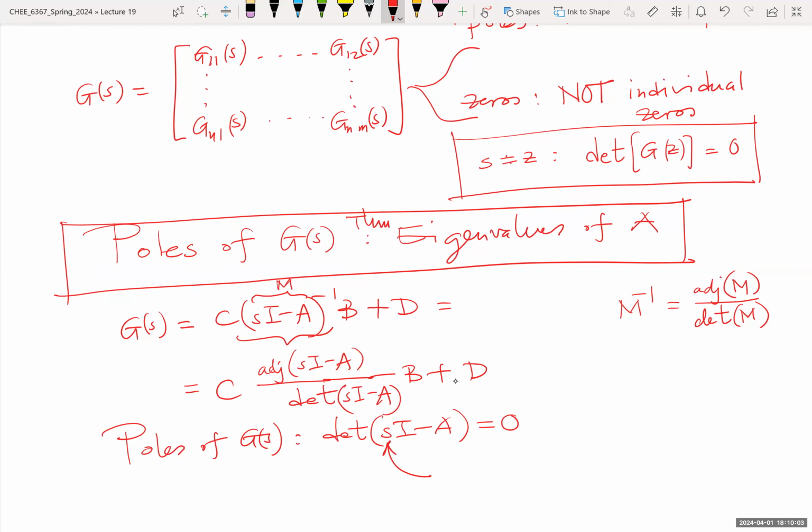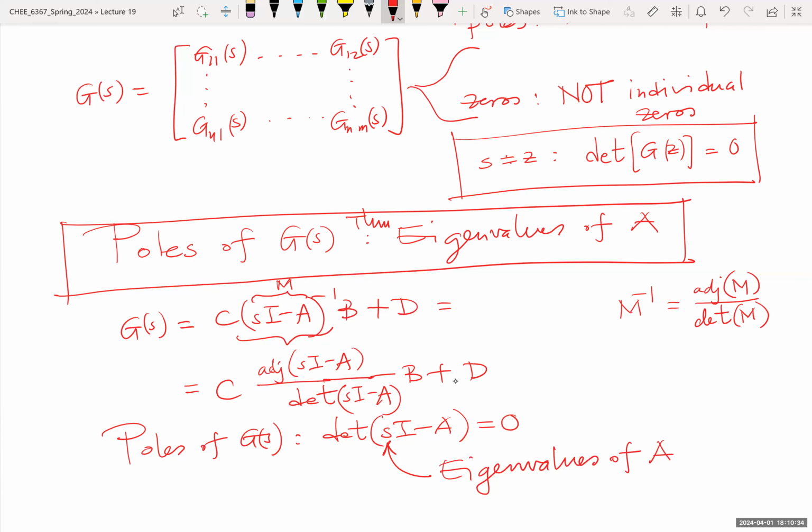Oh, but these numbers s, what do we call them? What do we call these numbers s where the determinant of sI minus A becomes equal to 0? We call those the eigenvalues of A. That's by definition what we call eigenvalues. So that's it. It takes half a line to prove that theorem, which is the equivalence between Laplace domain representation and time domain, state space representation.